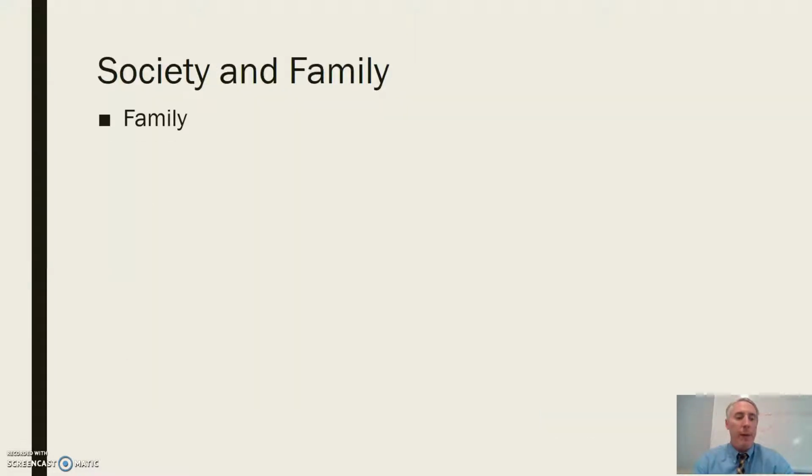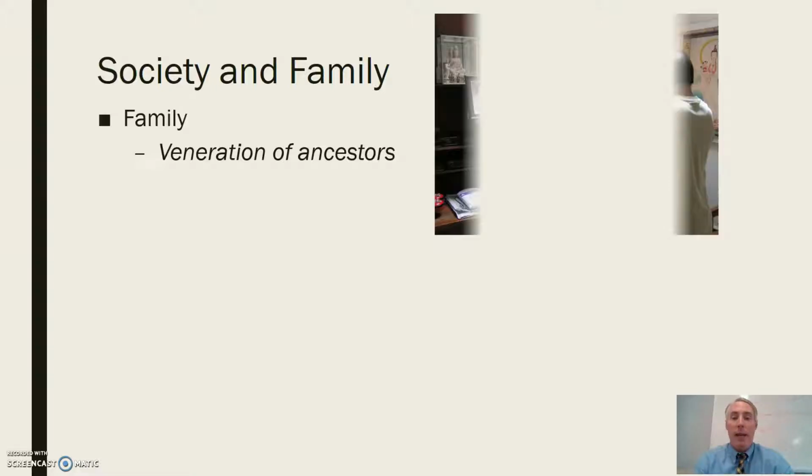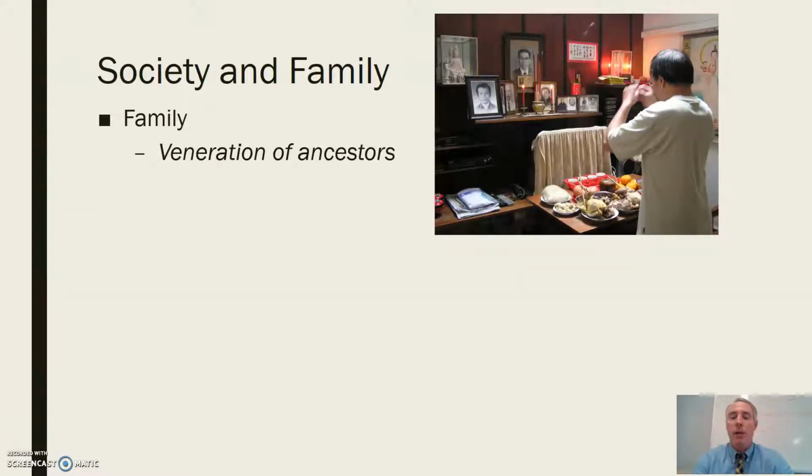Now, the family unit was a very important part of Chinese culture, even today. And that tradition goes back centuries. An example is the veneration of ancestors. This practice goes back to Neolithic times, and as you can see by the picture, is still a big part of Chinese culture in the present day. And it played an important role in the early dynastic period that we're talking about now.